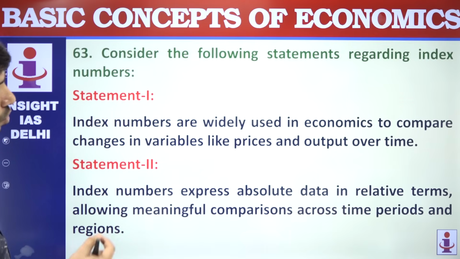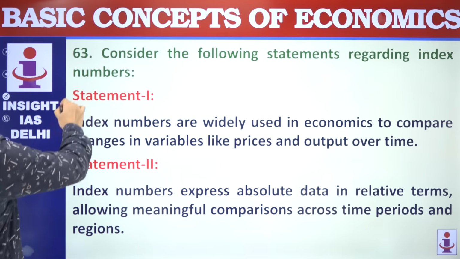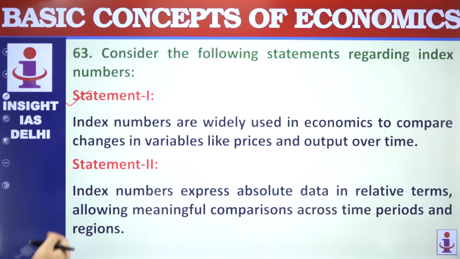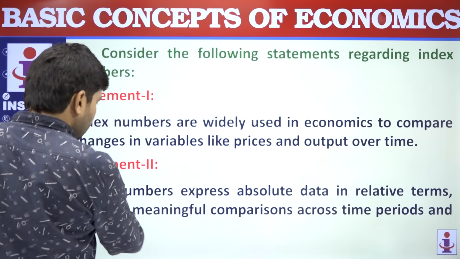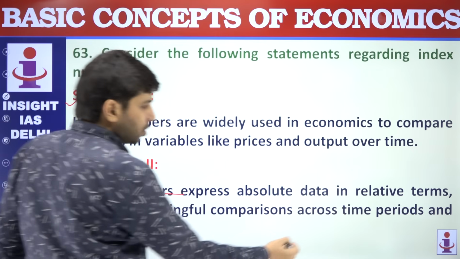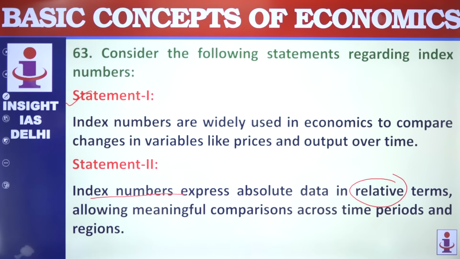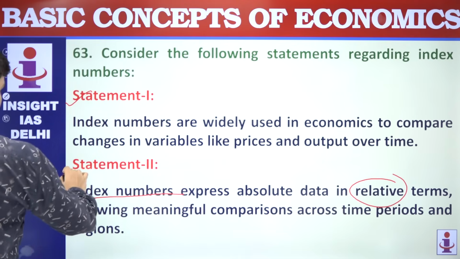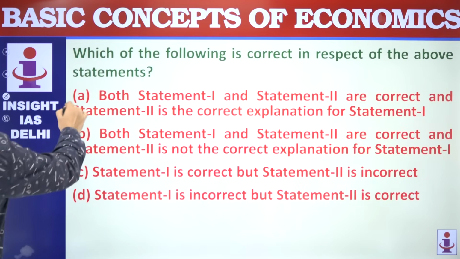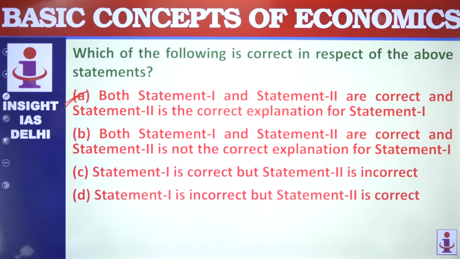Index numbers are widely used in economics to compare changes in variables like prices and output over time. Index numbers express absolute data in relative terms, allowing meaningful comparisons across time periods and regions. Yes, index numbers do express absolute data in relative terms. So this is also correct. Statement 2 is correctly explaining statement 1. So option A will be the answer.